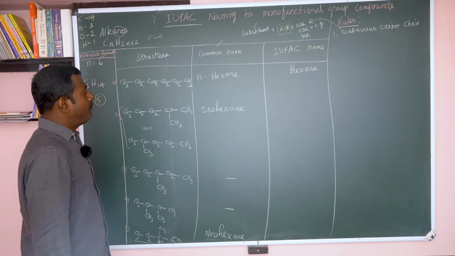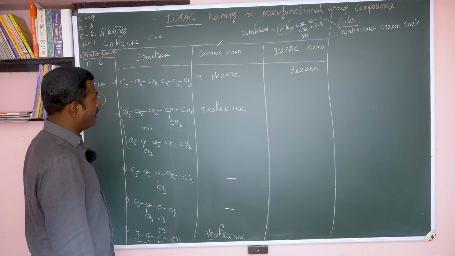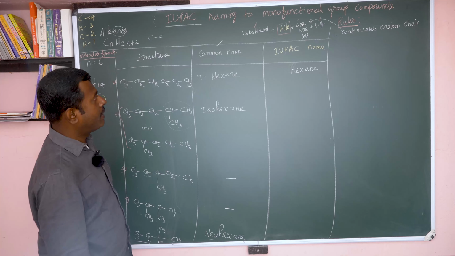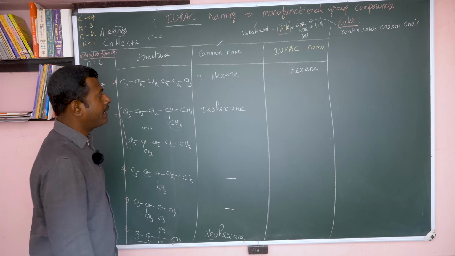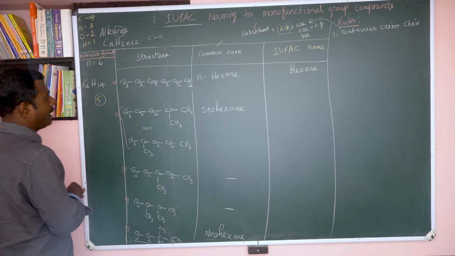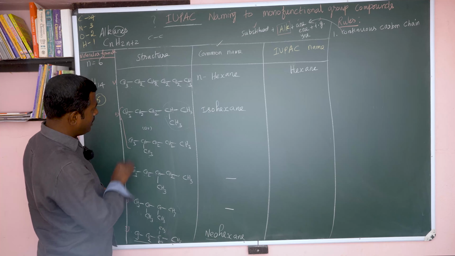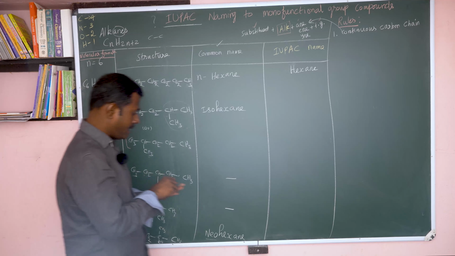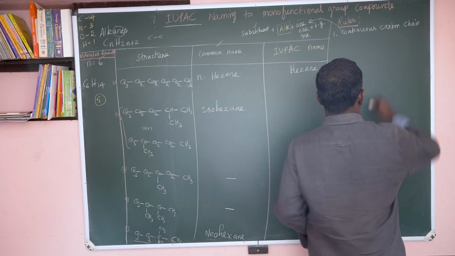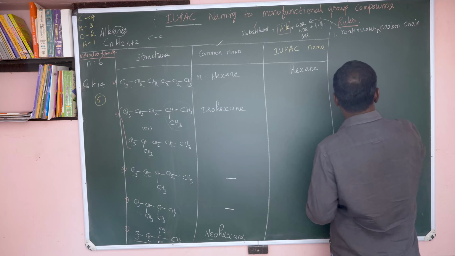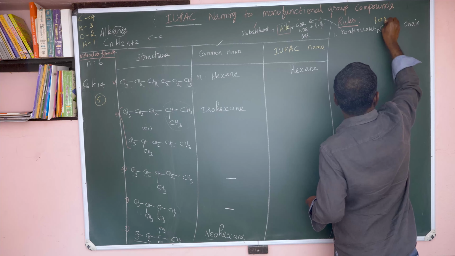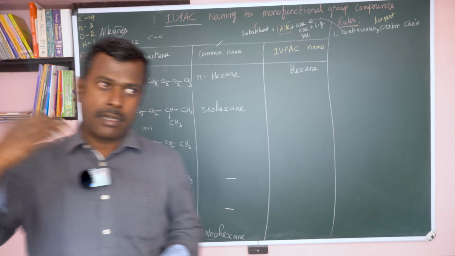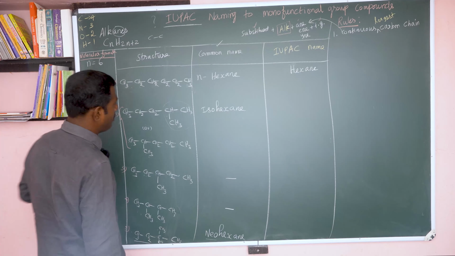Let us see the second compound. The common name was already given as isohexane. Now we are going to give the IUPAC name. While giving the IUPAC name, we have to see the compound, then select the continuous carbon chain. Not only continuous, the carbon chain should be the longest. The carbon chain should go as long as possible.